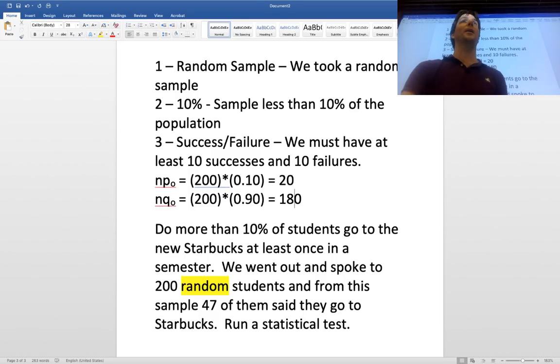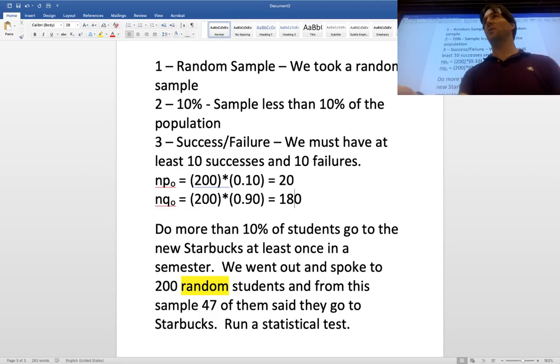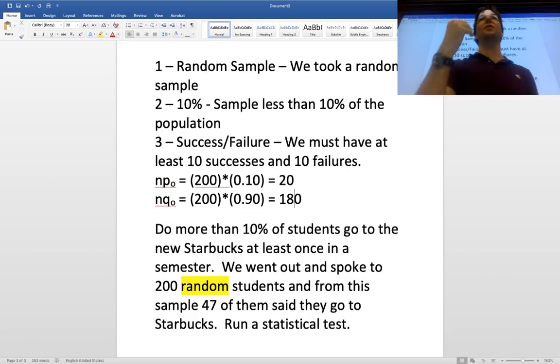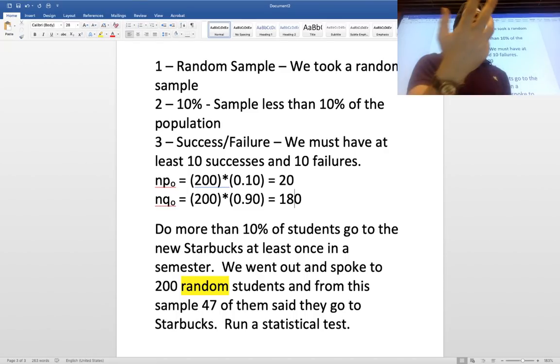And then how many people would you expect not to go to Starbucks? 90%, which is 180. And then we know we passed this condition, and we showed it mathematically by showing there's at least 10 successes and at least 10 failures according to NP naught and NQ naught. And you notice I'm using P naught because this is running a statistical test. And it'll actually go into one of our first conditions right here.